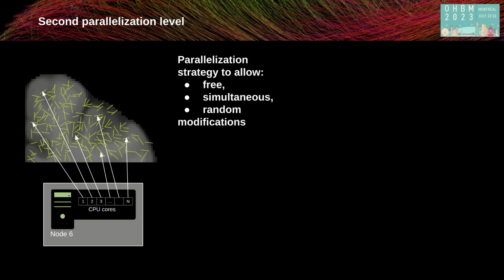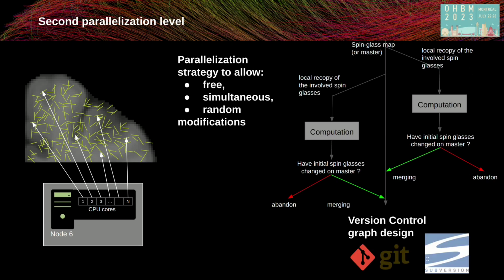The second parallelization level is set up to allow a large number of CPU cores to freely, randomly, and simultaneously perform modifications on the same spin-less map. The strategy is inspired by version control graph design to allow the merging of two concurrent modifications.